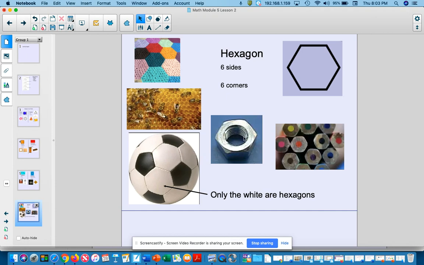And this is a bolt. They have six sides. And even pencils like we've used at school. These are colored pencils and they have that hexagon shape. So many things that we see do have the shapes that we're learning today.